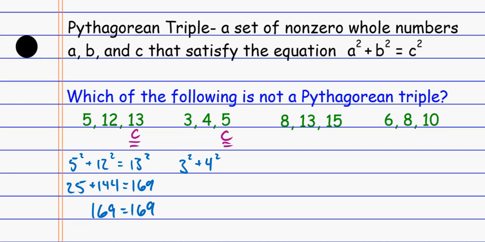I just plug it in, 3 squared plus 4 squared, and I'm going to see if it equals 5 squared. So let's see, that's 9 plus 16 equals 25, and 9 plus 16 is 25, so I get 25 equals 25, so that is also a Pythagorean triple, all right? It's a set of three numbers that works for the Pythagorean theorem. If I look at the next one, once again, identify C. The potential C value has to be the 15, so it's got to be the biggest one, and I plug in.